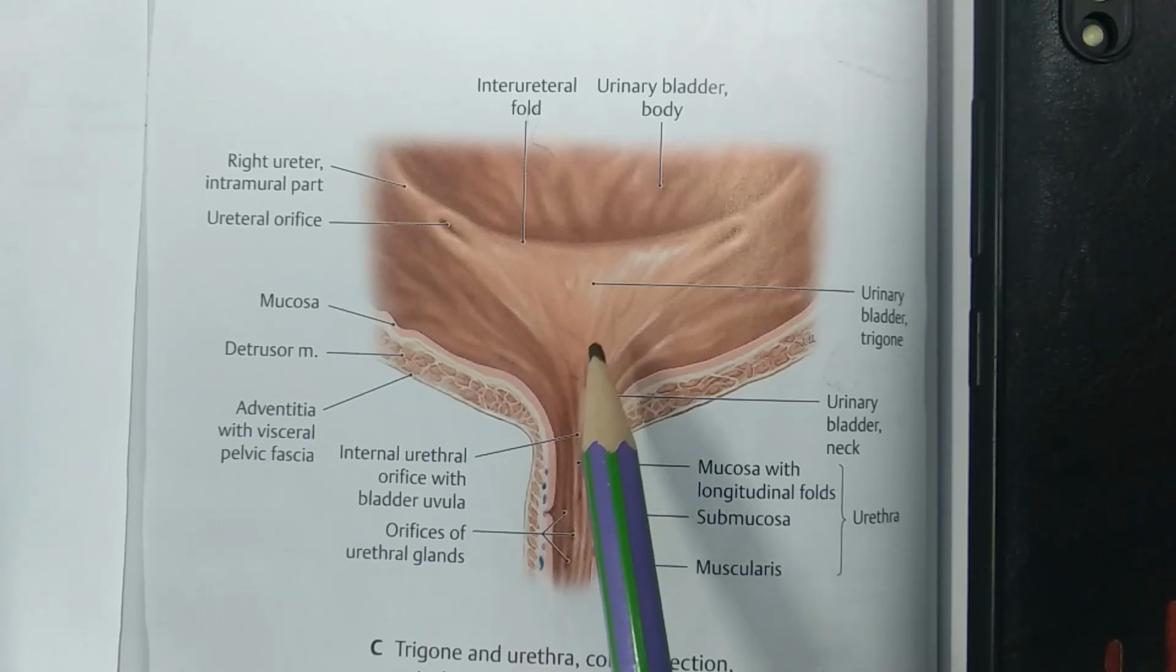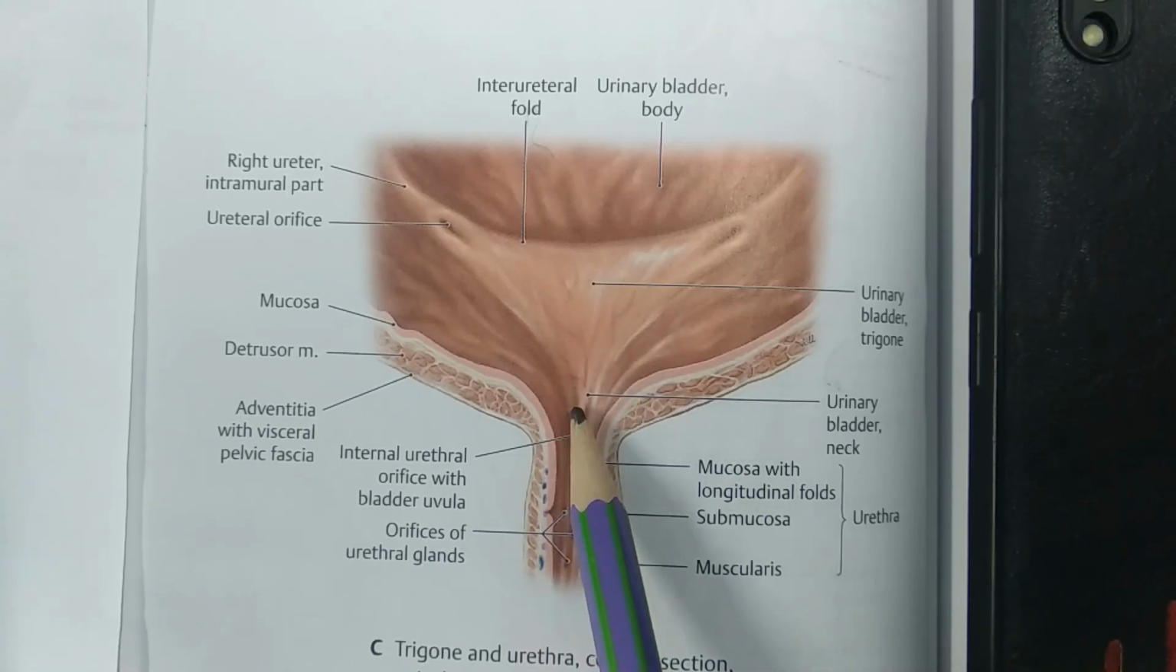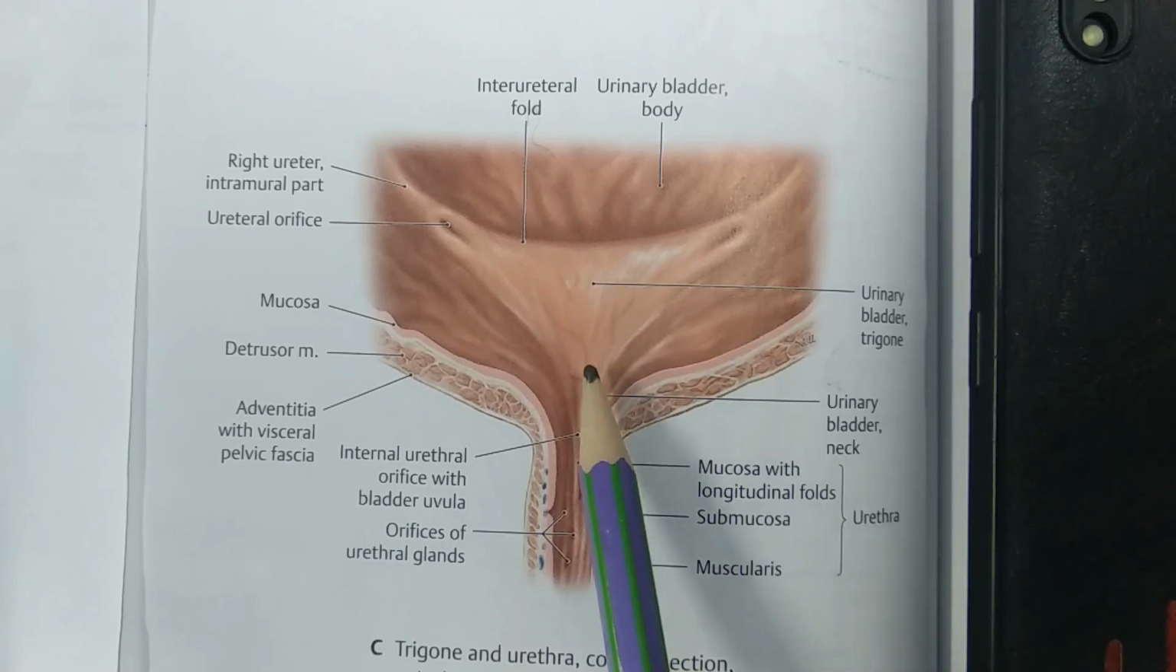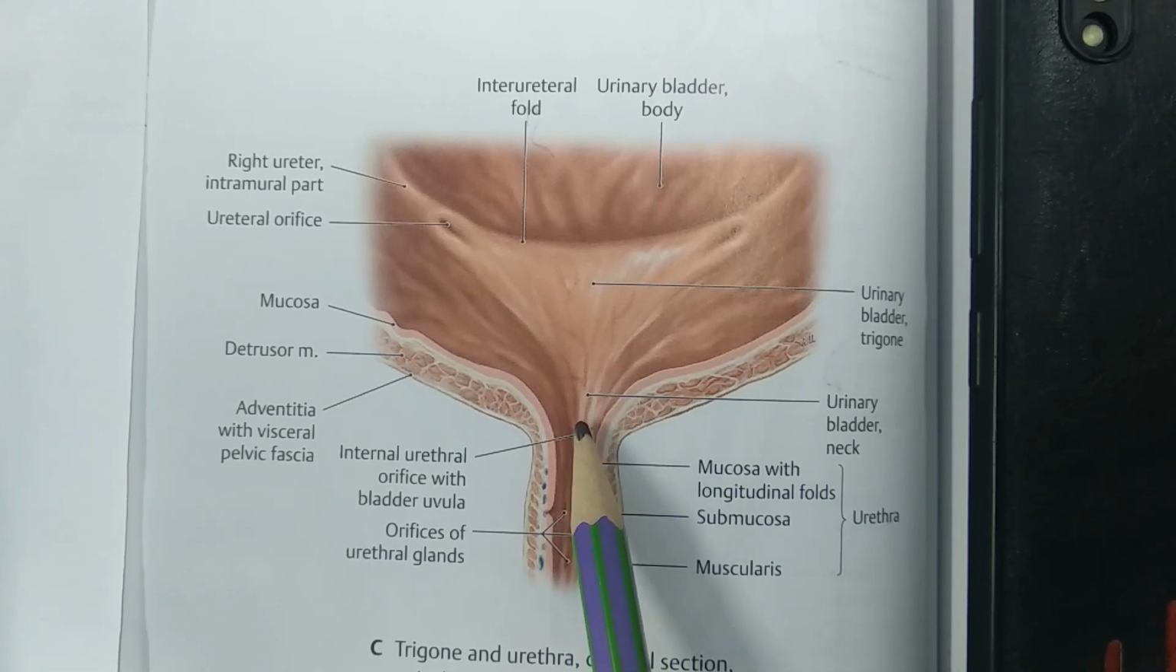Talking about boundaries, there is the apex and the base. The apex is directed downward and forward, and it is formed by the internal urethral orifice here. In males, there is a rounded elevation called the uvula vesicae that projects upward behind this urethral orifice, and it is formed by the median lobe of the prostate over here.